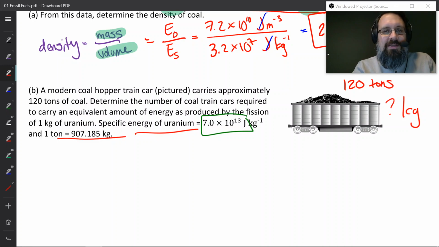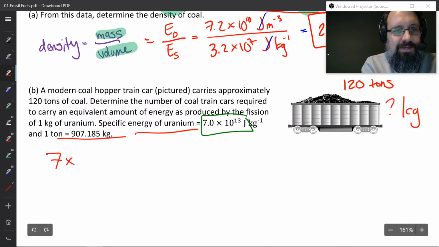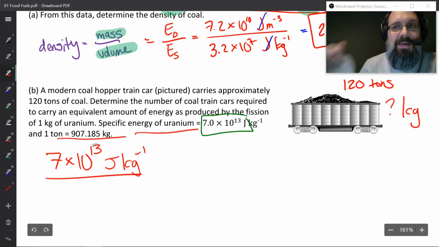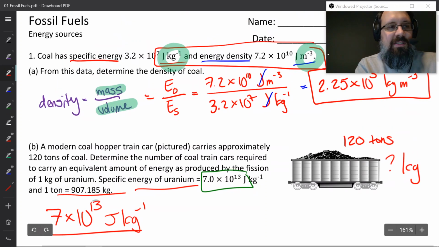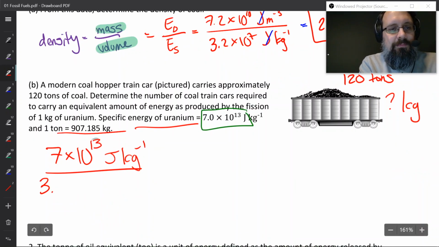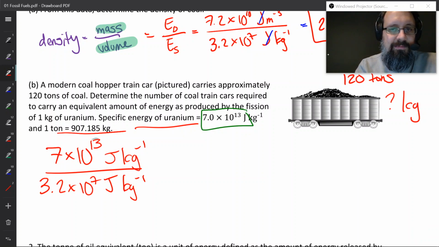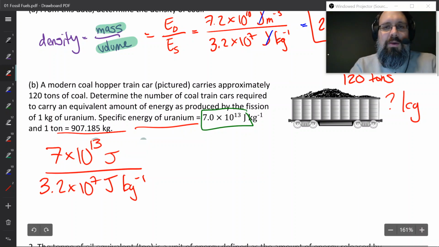The way we're going to do that is by taking the specific energy of uranium, which is 7 times 10 to the 13 joules per kilogram. And we're going to divide that by the specific energy of coal, which is 3.2 times 10 to the 7. Let's think about what this is going to do for us. I messed this up, I don't need this. All right, I'm off my game. This is not how I'm normally doing things.